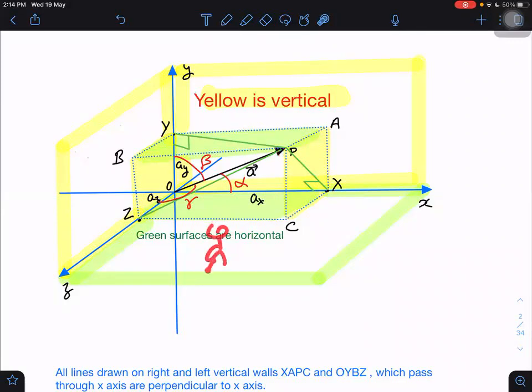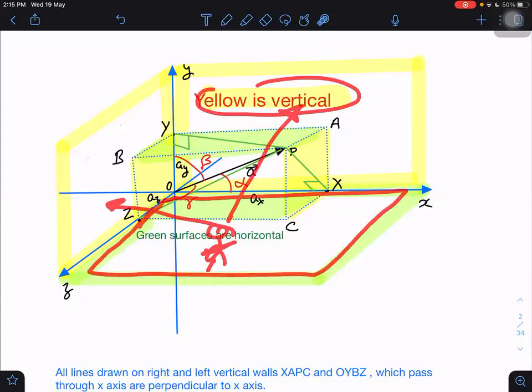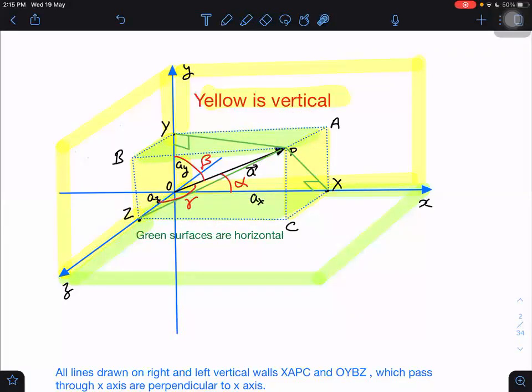Here we are looking at it. While you are looking at it, this yellow wall is in front of you. This other yellow wall is on your left, and you are standing on one floor. Can you imagine all this? Yes, sir. So this green surface which I have represented is a horizontal surface.